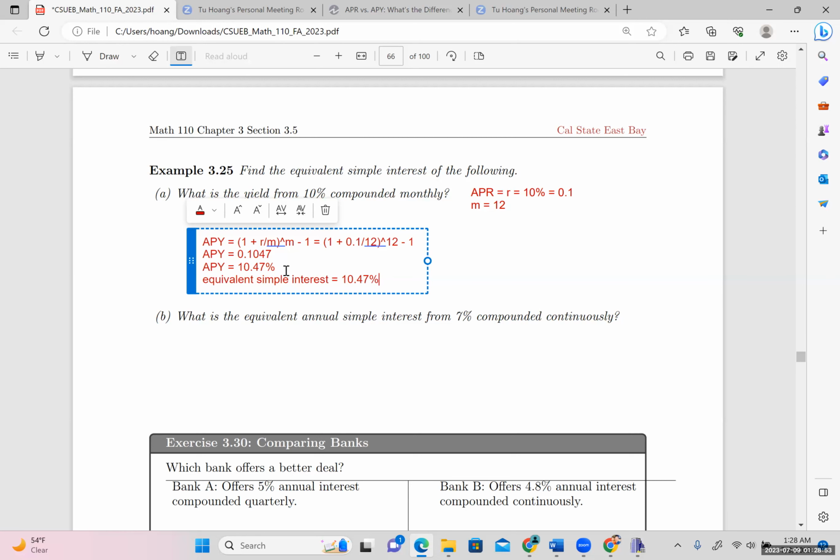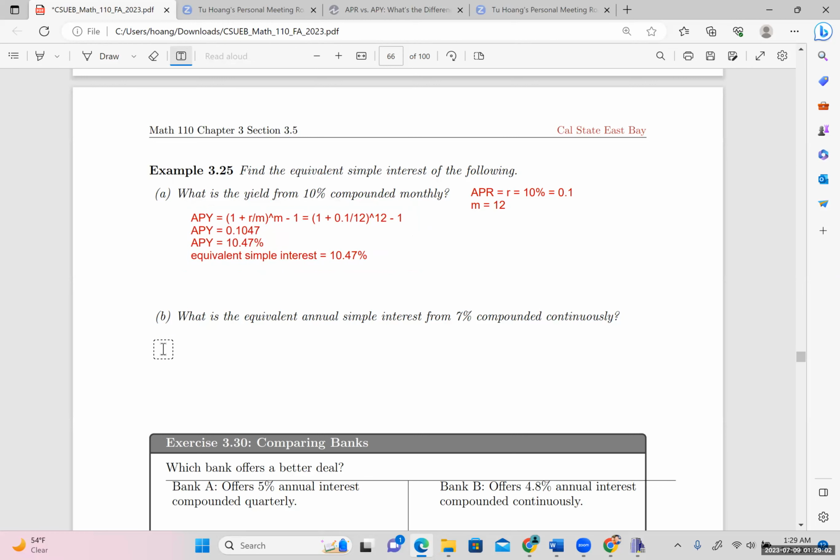All right. So now we will do part B here and try to find the equivalent annual simple interest from 7% compounded continuously. Go ahead and try that and compare with my answer in 5 minutes.